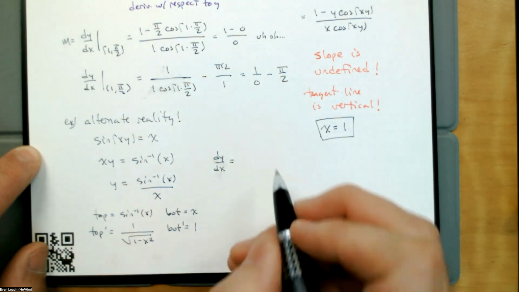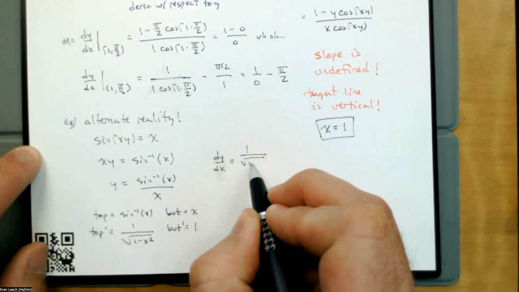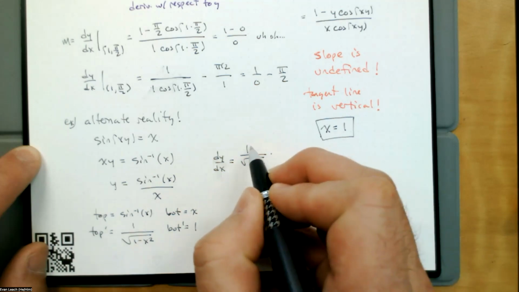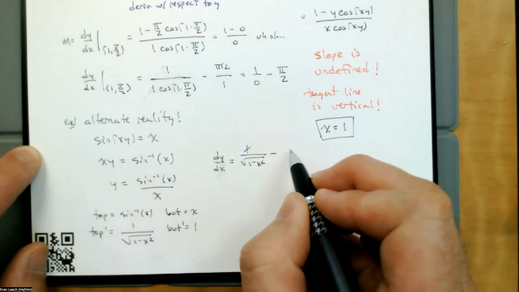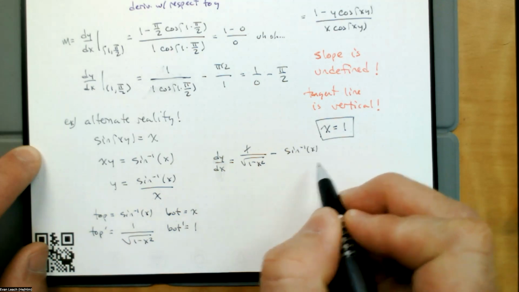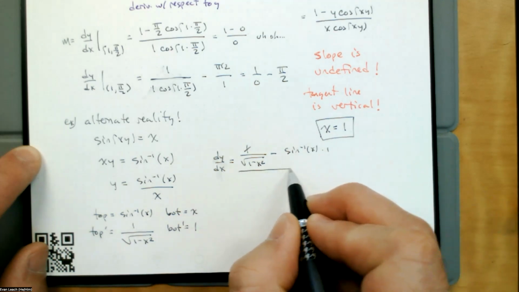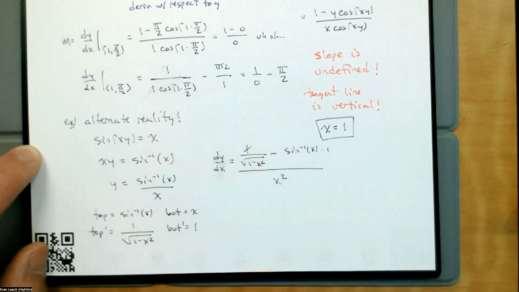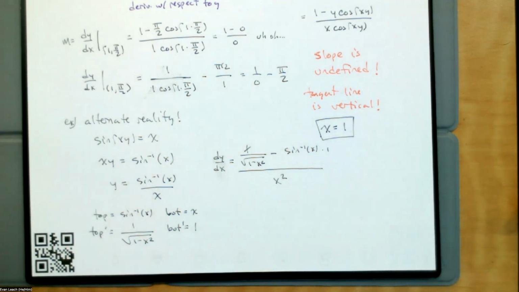I'll take the derivative of the top times the bottom minus the top times the derivative of the bottom, all divided by the bottom squared. Yeah, and already we don't like this, but it's fine. But we can see similar things are going to happen.